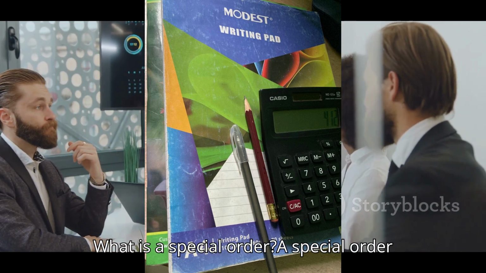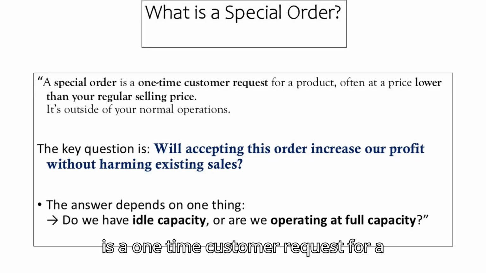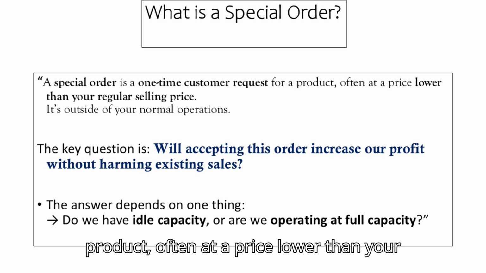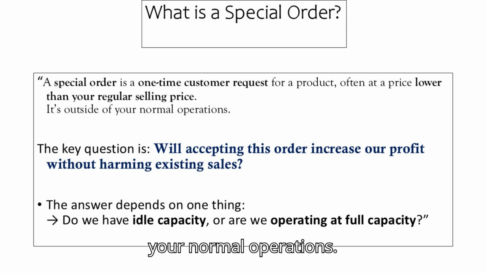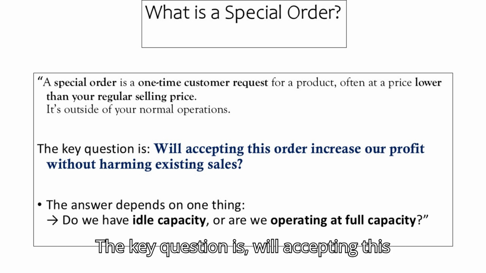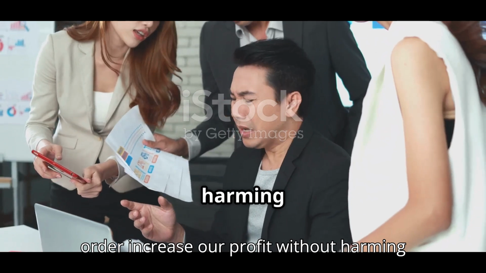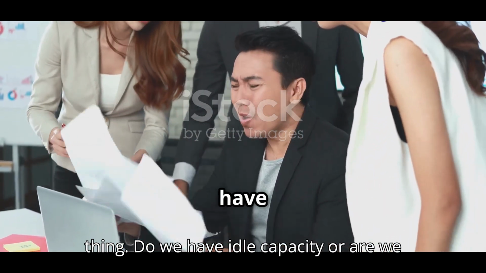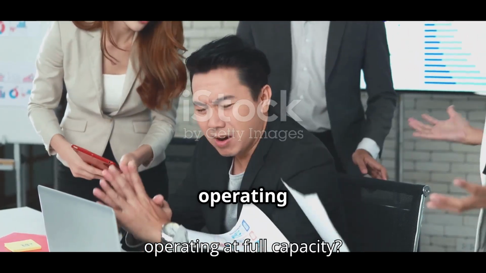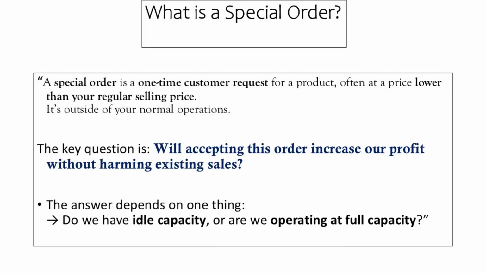What is a special order? A special order is a one-time customer request for a product, often at a price lower than your regular selling price. It's outside of your normal operations. The key question is, will accepting this order increase our profit without harming existing sales? The answer depends on one thing. Do we have idle capacity, or are we operating at full capacity?